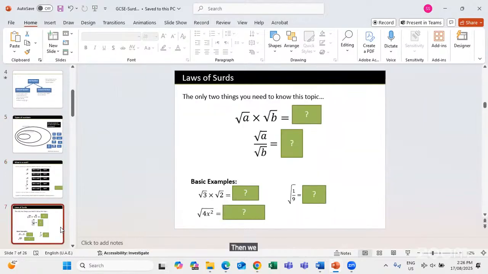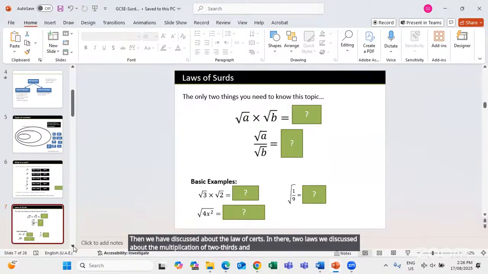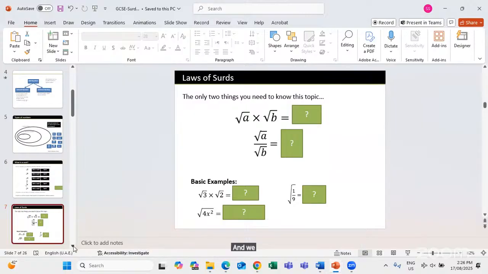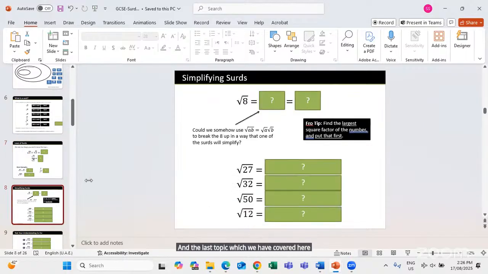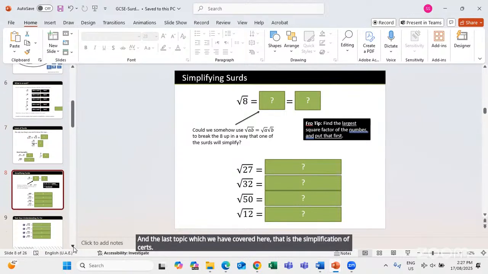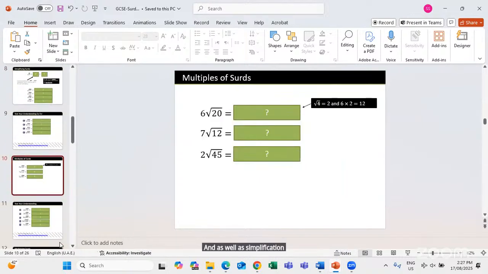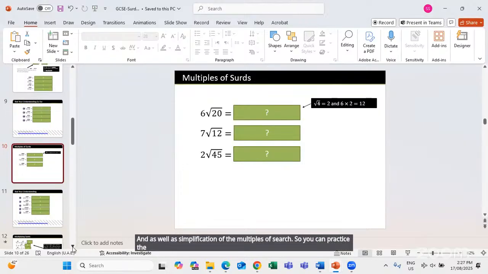Then we have discussed the laws of surds. In there, we discussed two laws: the multiplication of two surds and the division of two surds. And we know that addition and subtraction don't work the same way as multiplication and division. And the last topic which we have covered here is the simplification of surds as well as the simplification of the multiples of surds. So you can practice the rest of the questions in this one.